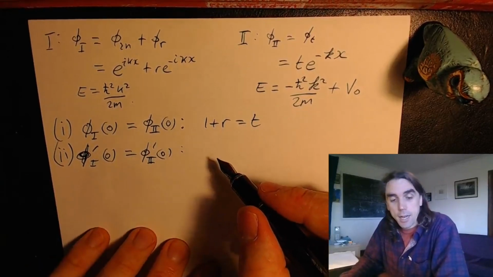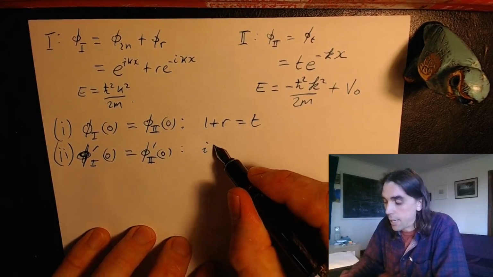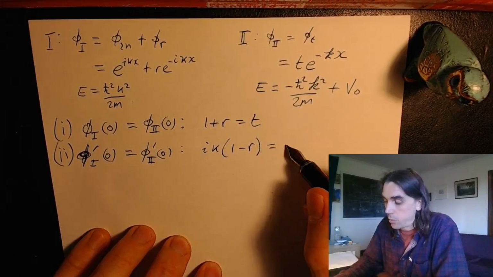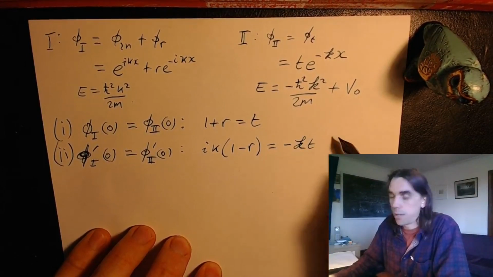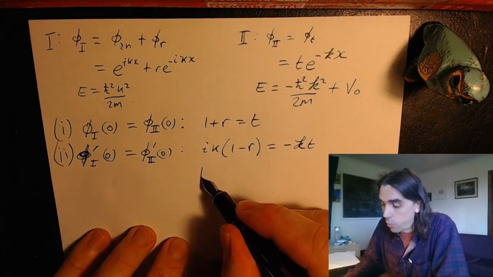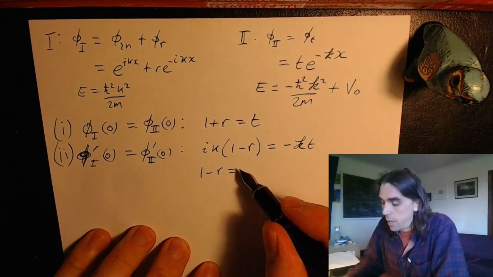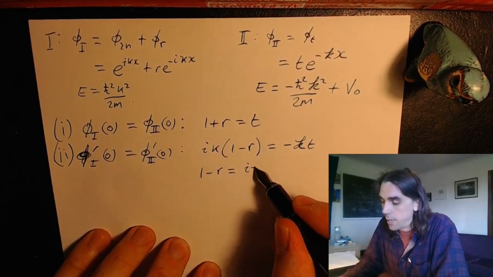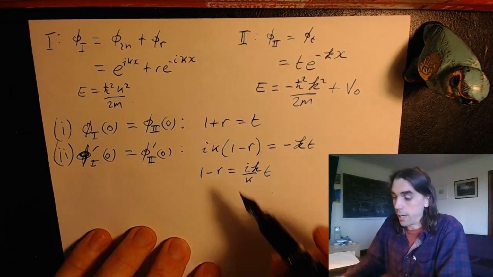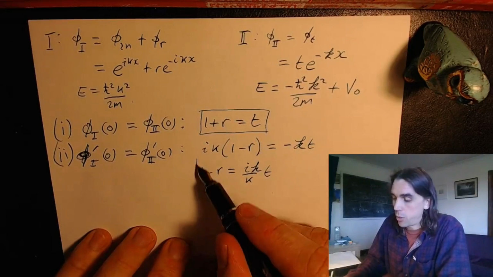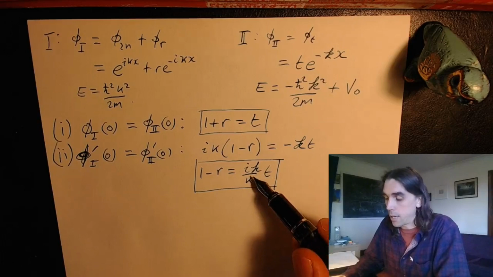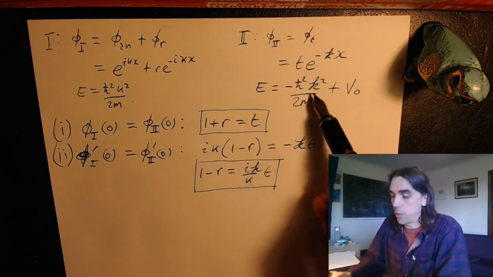And in this case, what we find this gives us is that I k, 1 minus r, that's what we got before in region 1, is now equal to minus kappa t in region 2. So a slightly different form. In fact, rewriting, we have 1 minus r equals, multiply through by minus i, we get i kappa over k t. Just as before, we have two equations, two unknowns, r and t, the amplitudes for reflection and transmission. Remember, kappa and k are both already known, kappa from this equation, k from this equation.